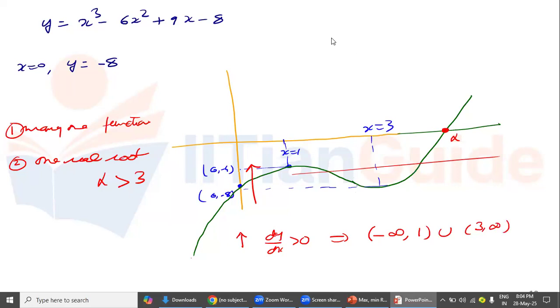And it is a decreasing function where dy by dx is less than 0 in the interval 1 to 3. In this part, it is decreasing. And the graph will intersect at one point only. Y is 0 once only, and that point alpha would be greater than 3. From the graph, I can see that. Clear? Any doubt? Jaldi boliye.